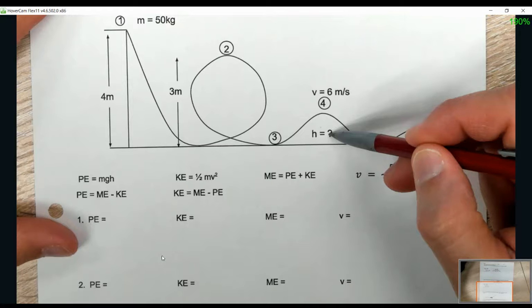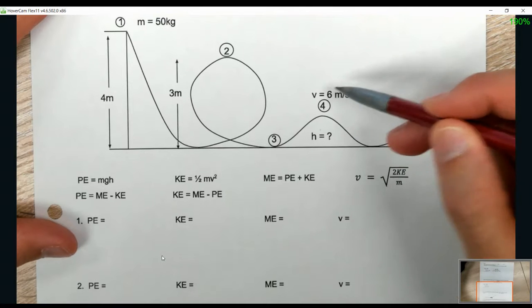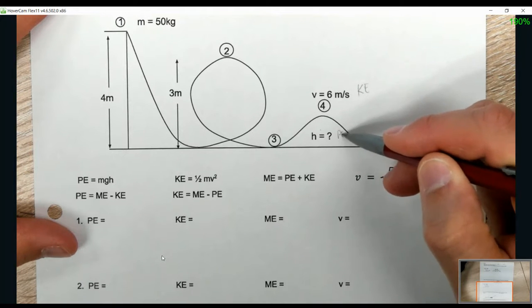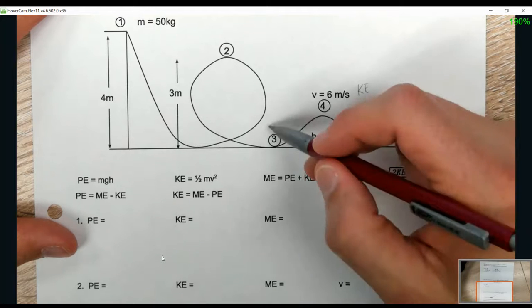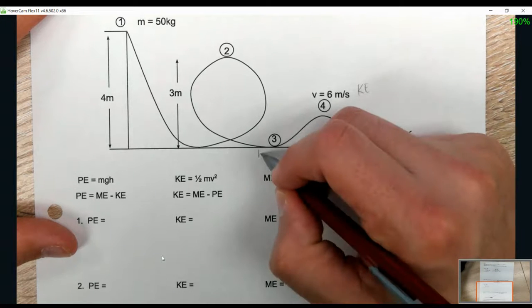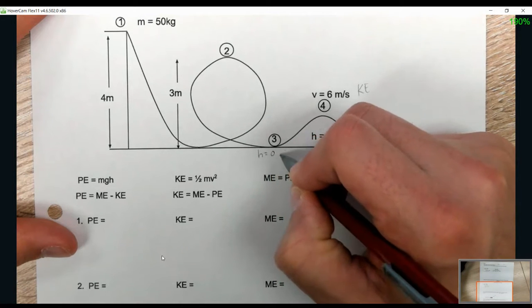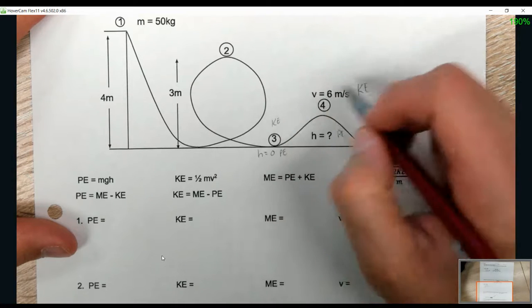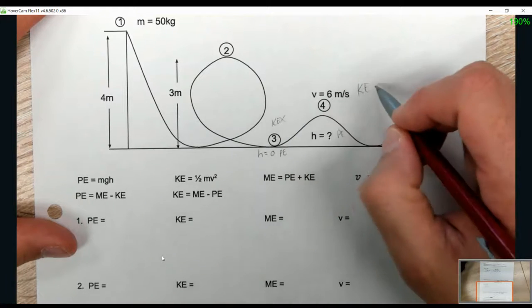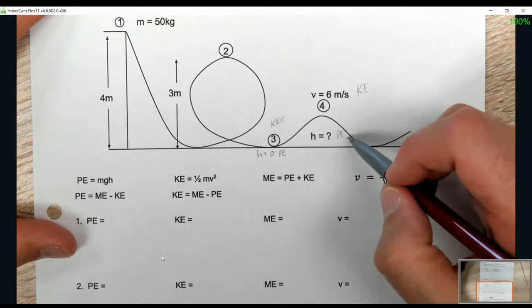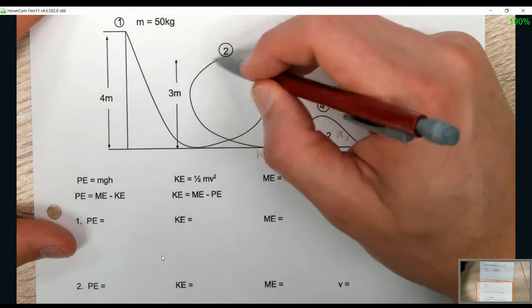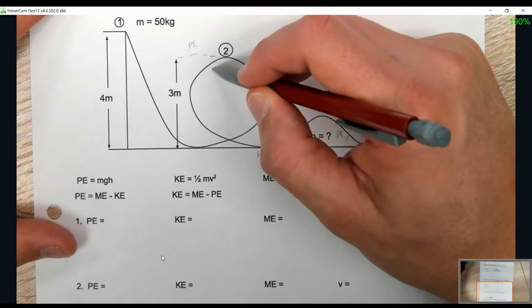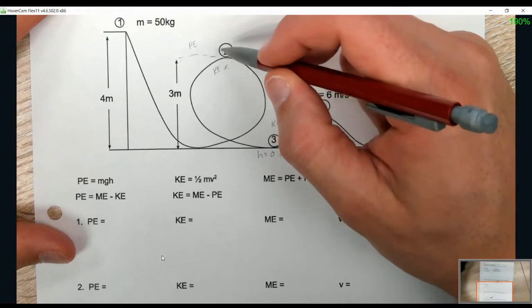I don't have the height here, but I have velocity, so I can find kinetic energy here. I can't find potential there. I know that right here at point 3, the height is 0, so I definitely can find potential energy. We don't know what the velocity is, so I can't find that yet. I know the height here at point 2 is 3, so potential energy I can find, but I don't have the velocity, so I can't find that.